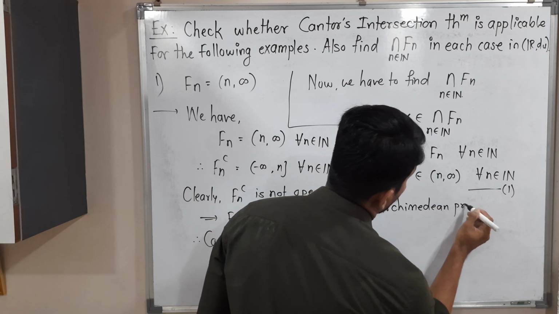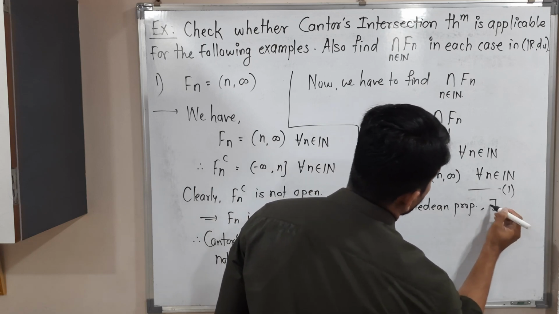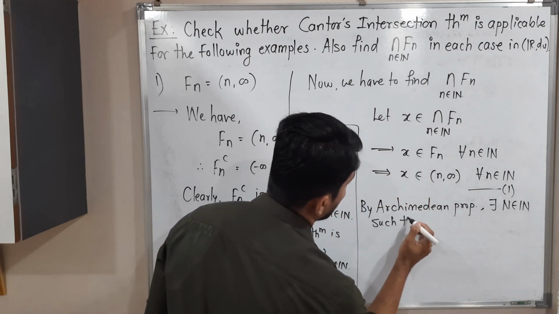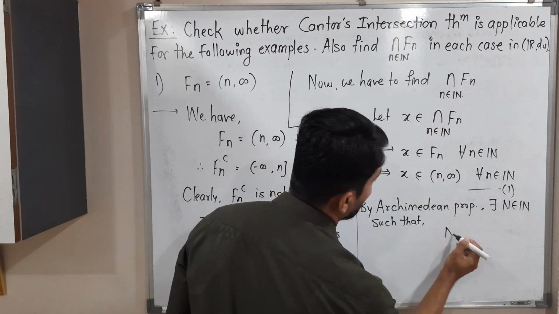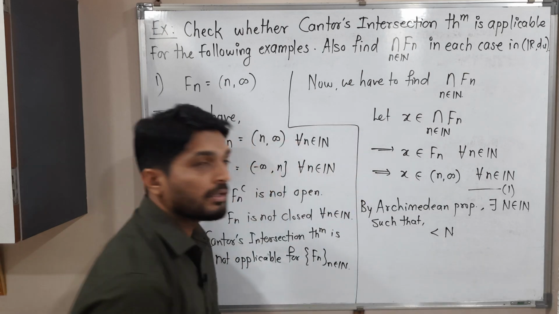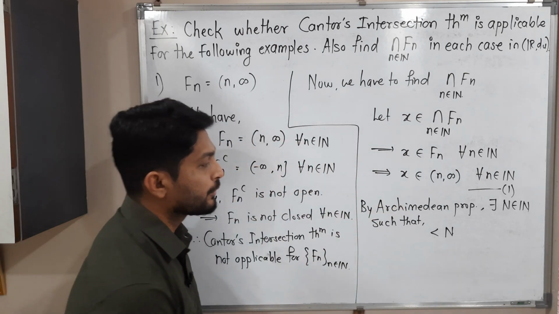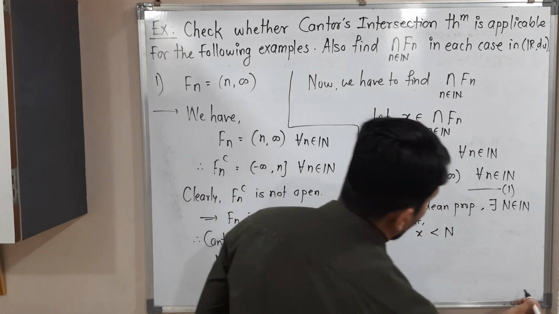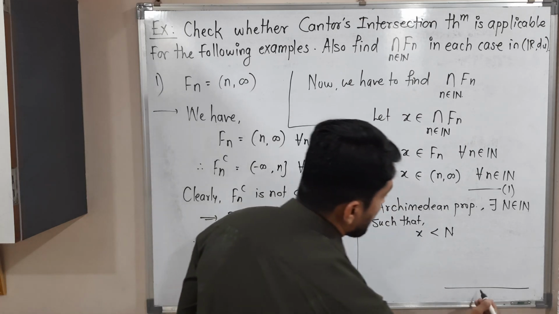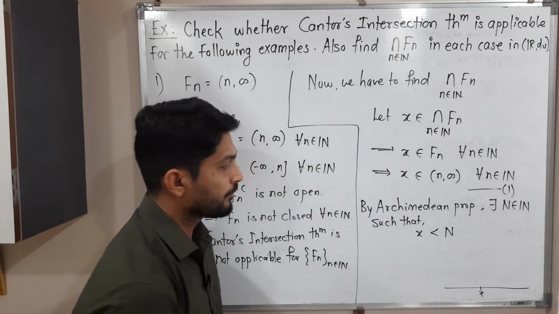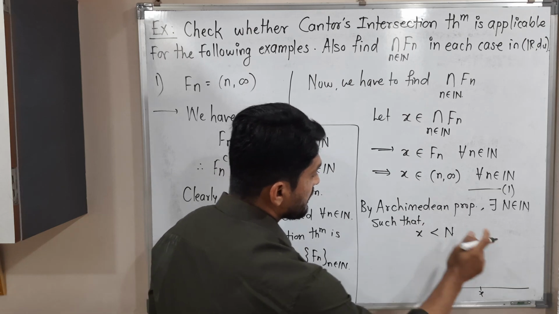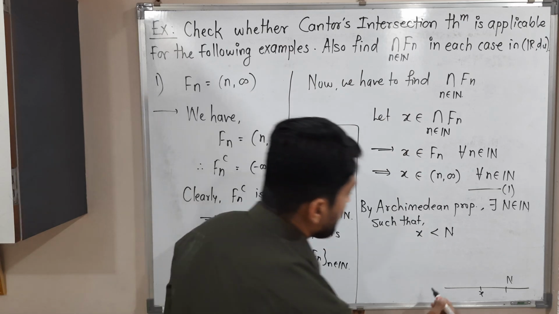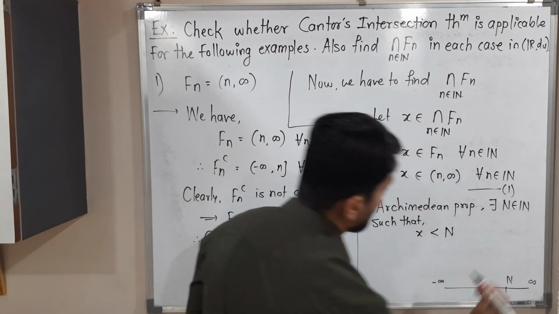By the Archimedean property, there exists a natural number n such that definitely we can find a natural number greater than the given real number. So in this case I am going to take the same x. Let me show the diagram. Suppose this is a real line. X is somewhere here. Natural number n is greater than x, so capital N will be somewhere here, right? Here we have minus infinity, here we have infinity.